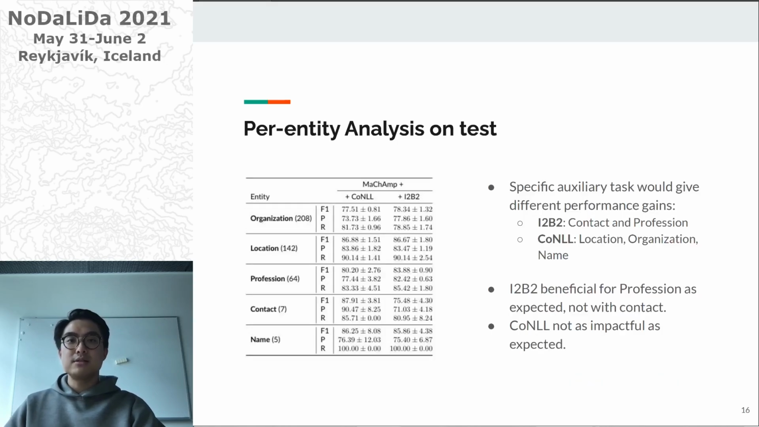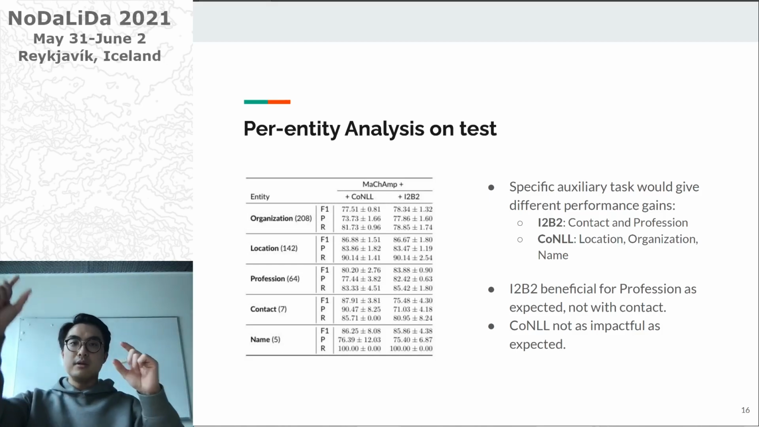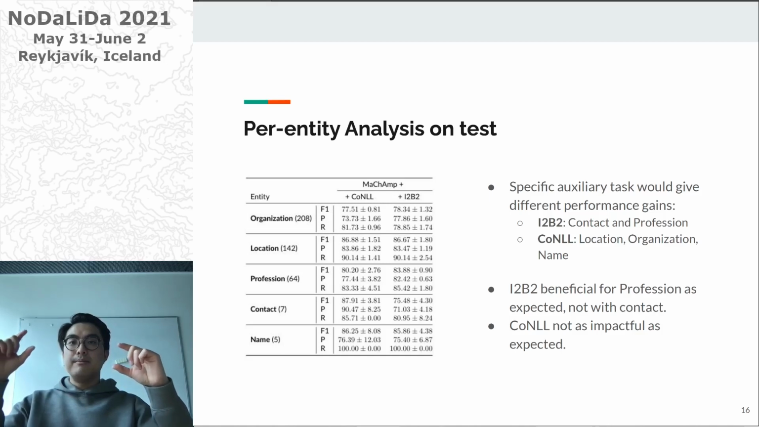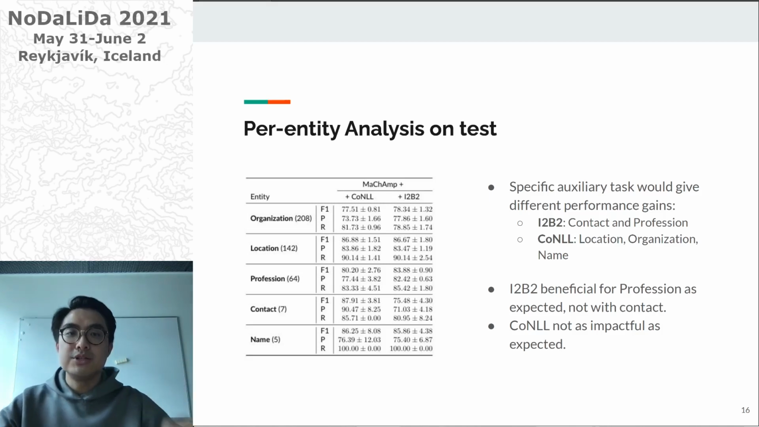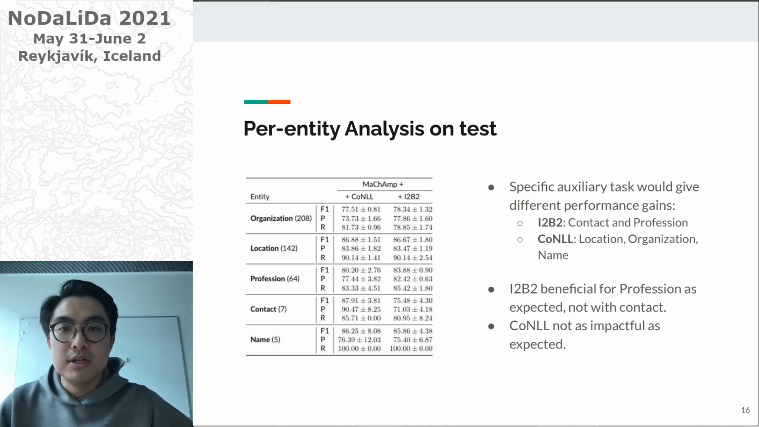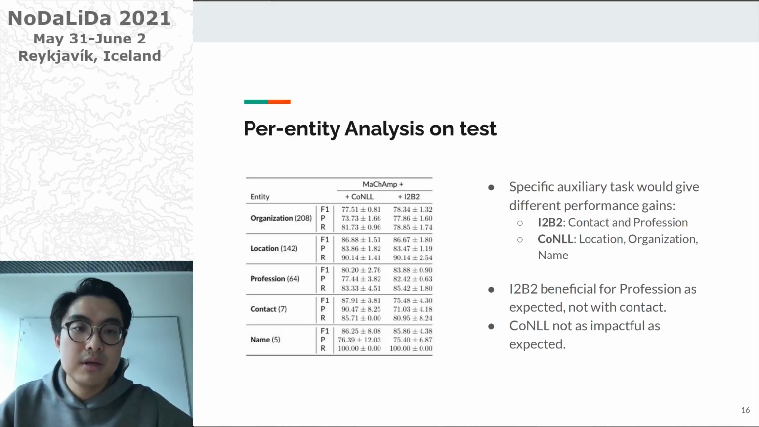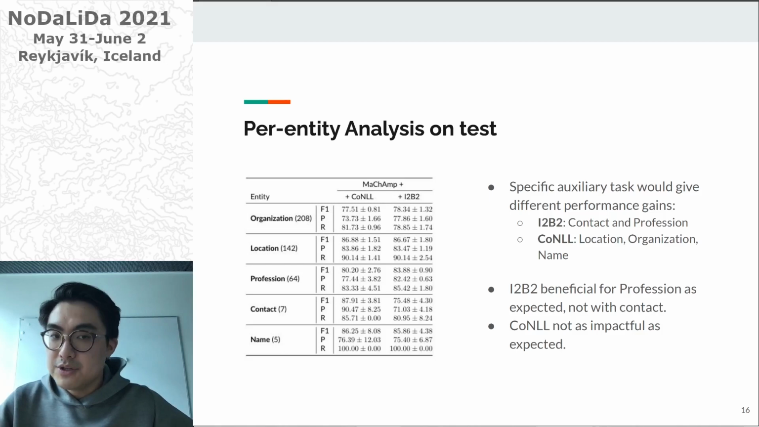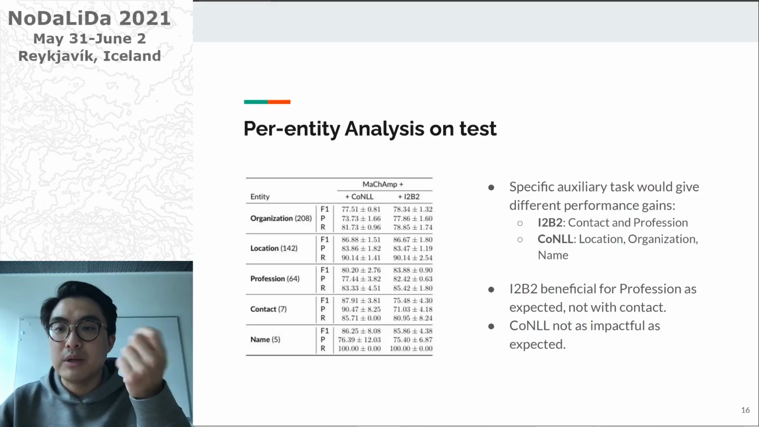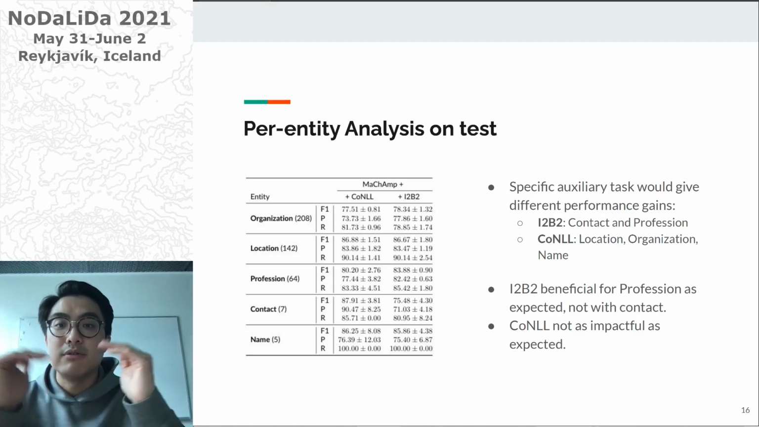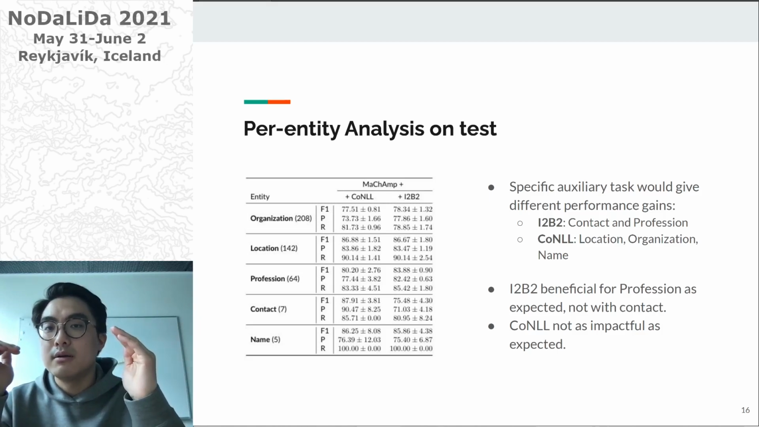We also did a per entity analysis on the test set, where we would compare the two auxiliary tasks, so with CoNLL and I2B2, and we hypothesized that I2B2 would be beneficial for contact and profession, and CoNLL would be beneficial for occupation, organization, and name, because that's what both tasks are about. We see that the I2B2 dataset is beneficial for profession, as we expected, however, not so much with contact. And in addition, CoNLL actually is not as impactful as expected. This could be due to the little amount of gold entities that we have in contact and name, and that could differ in performance heavily when you are missing one, or when you are mislabeling one.